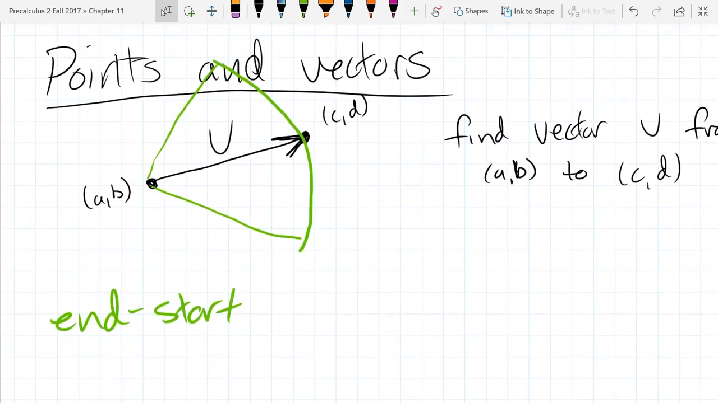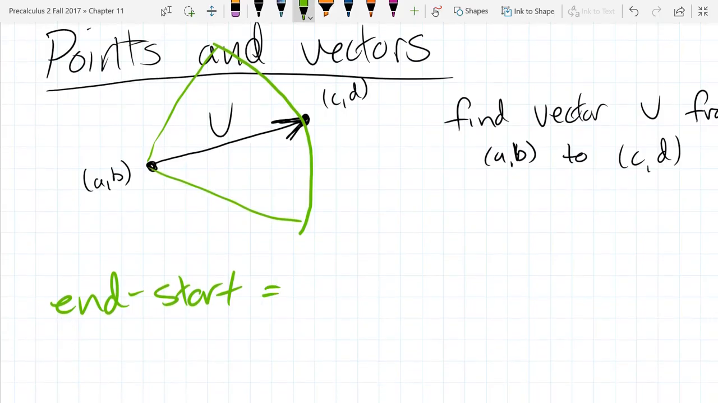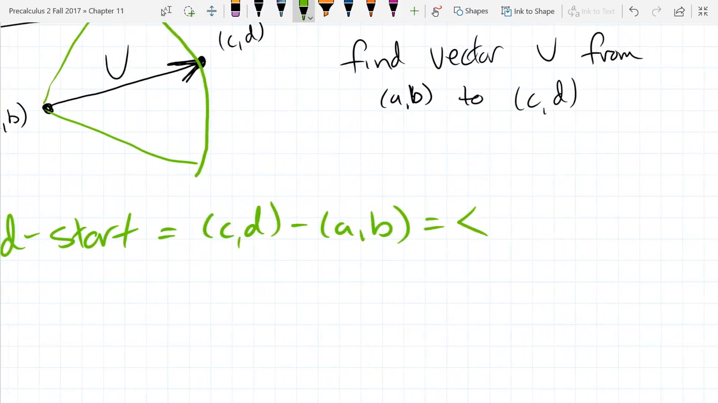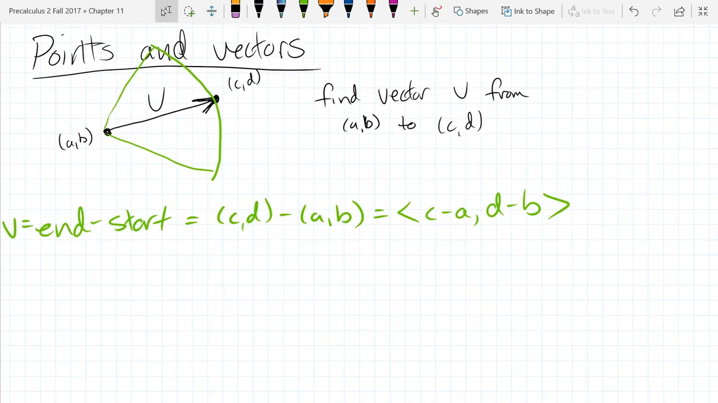All right, so end minus start, that is very, very useful. In our case, our vector v is going to equal end minus start. So in this case, end is CD minus start is AB. So we're doing end point minus start point. Another way to remember that: if you are using your watch to time how long it took you to drive to school, you take your arrival time minus your starting time, or your end time minus your start time. That's how you can see how much time has passed. You're doing the exact same thing here. And when we subtract points, we get vectors. So this is the vector c minus a comma d minus b. You're just subtracting the x's, subtracting the y's. That's how we get our vector between two points.